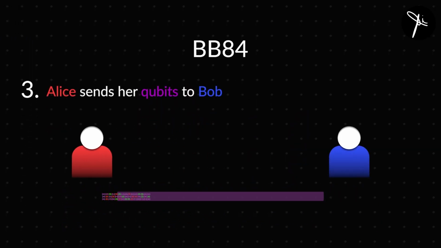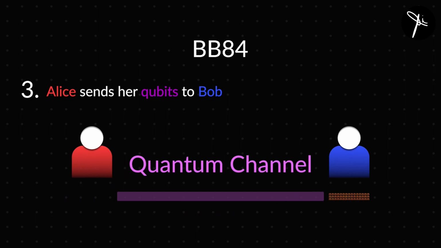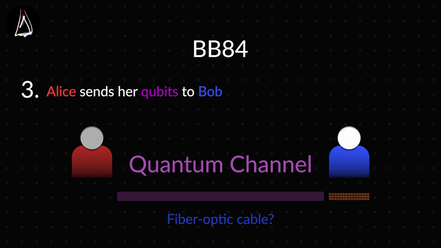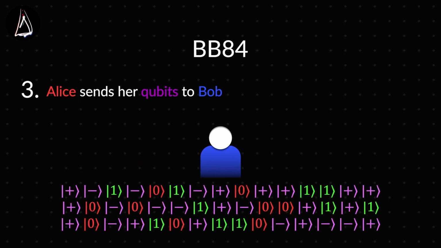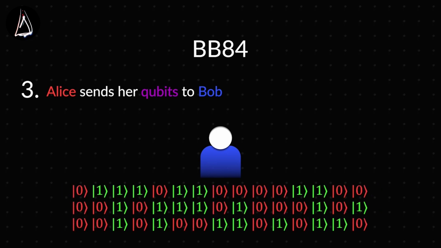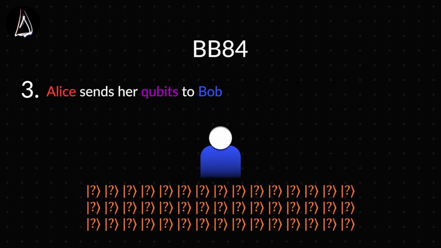Step 3. Alice physically sends her qubits to Bob via a quantum channel. For example, if the qubits are photonic, which means that they are light particles, she could send them through a fiber optic cable. At this point, if Bob knew which qubits were in superposition, he could just undo the superposition by applying another H gate. However, Bob has no way of knowing which qubits Alice encoded in the X basis, so he must guess.